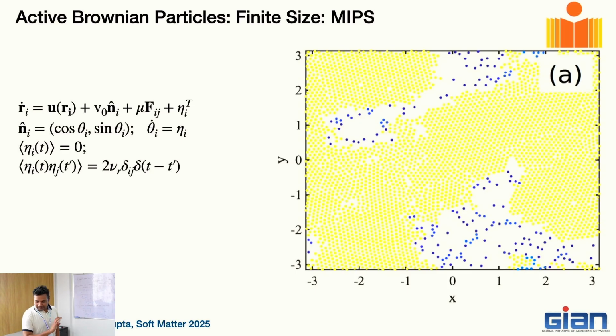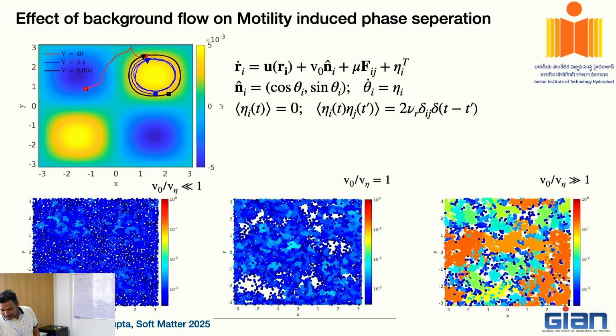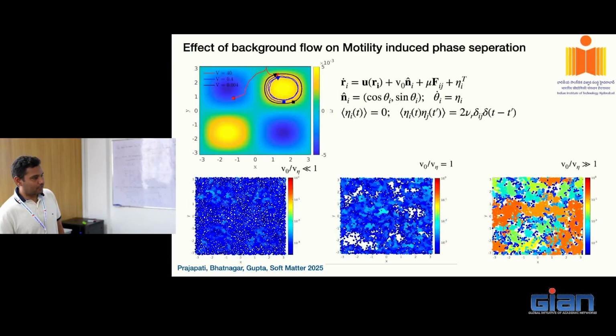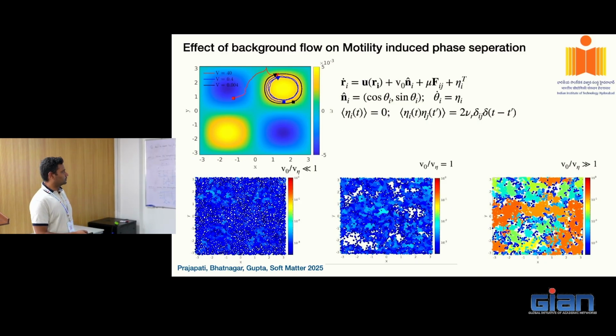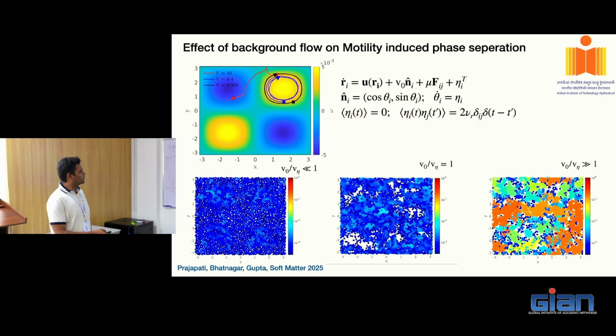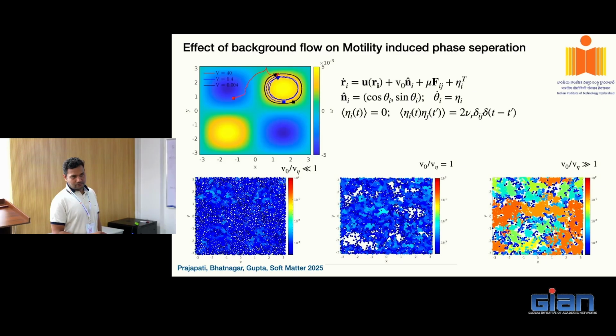But then one can take these active Brownian particles and put them in a background flow, again Rolle flow. What you will see is based on the swimming number, where V0 is the activity of these particles and V eta is a characteristic flow, here a Kolmogorov-like velocity. If the swimming number is very small, then you will have a mixed state. So what happens?